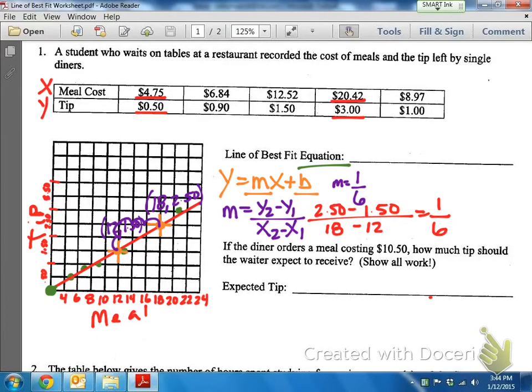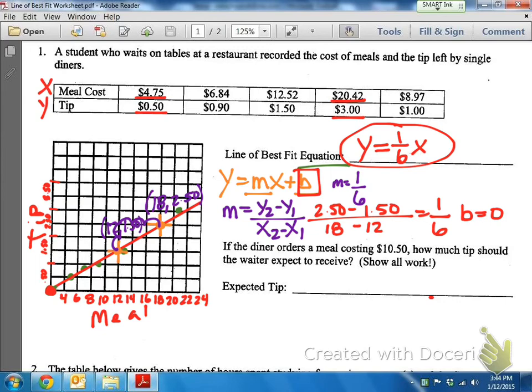The next thing I need to find is B. So let's find B. Now, B stands for y-intercept, and again, that means where does my line cross the y-axis? Well, it's right where I put this green dot, which is actually at 0, according to my graph, so B equals 0. All right, so now that I have my slope and my y-intercept, I can say that y equals m is 1/6 x, and then b is 0, so I don't need to put that. So that is the equation of my scatter plot here and the line of best fit. So using that, we can answer the question.